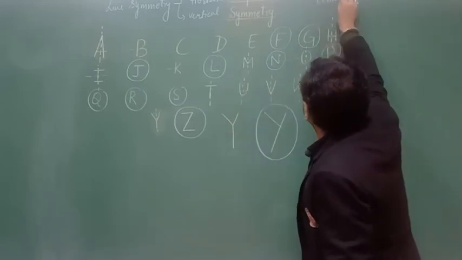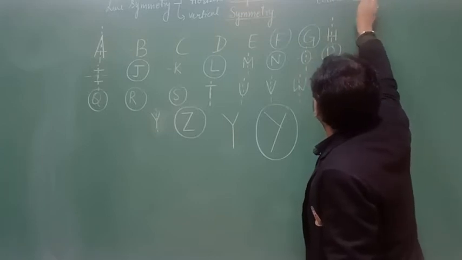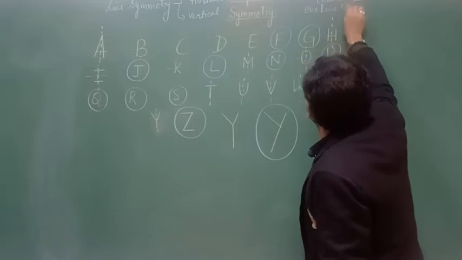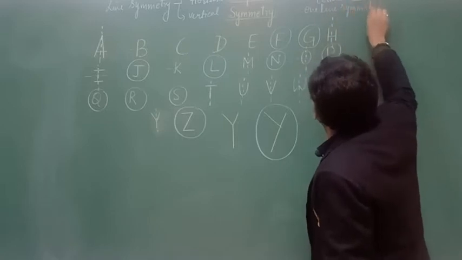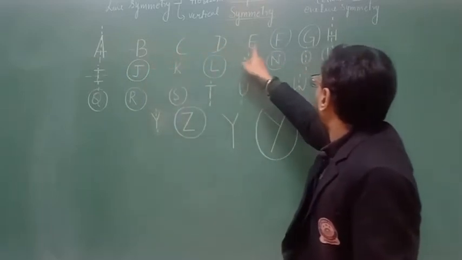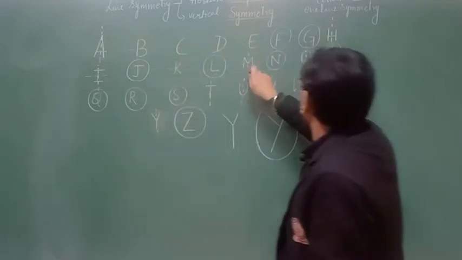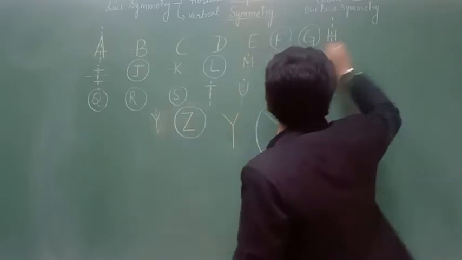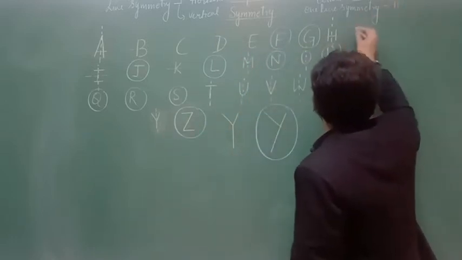Now let's see how many letters we are having. Total we are having 26 letters, right? Out of these 26 letters, how many are having one line of symmetry? Let us see. 1, 2, 3, 4, 5, 6, 7, 8, 9, 10, 11. So 11 are having one line of symmetry.